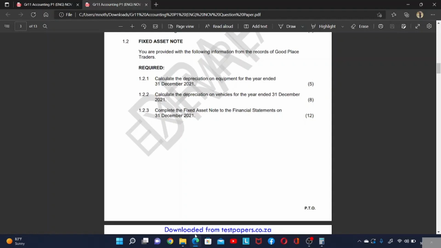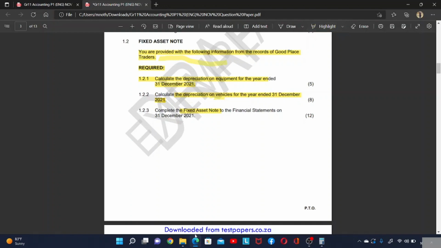Today we are going to do the fixed asset note. You are provided with information from the records of Good Place Traders. Then you are told to calculate the depreciation on equipment for the year ended 31 December 2021 and also for the vehicles. Then you are told to do the fixed asset note.